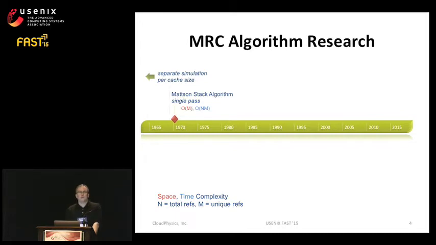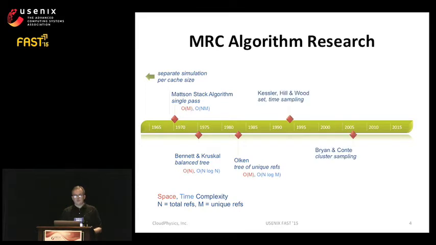Order m space, where m is the number of unique references in the trace, and order n times m time, where n is the total number of references in the trace. Research in the 70s and 80s tended to focus on data structure improvements for exact offline analysis. Bennett and Kruskal constructed a balanced tree over all the references to achieve time complexity of n log n. Olken improved upon this by constructing that tree over only unique references, achieving a time complexity of order n log m.